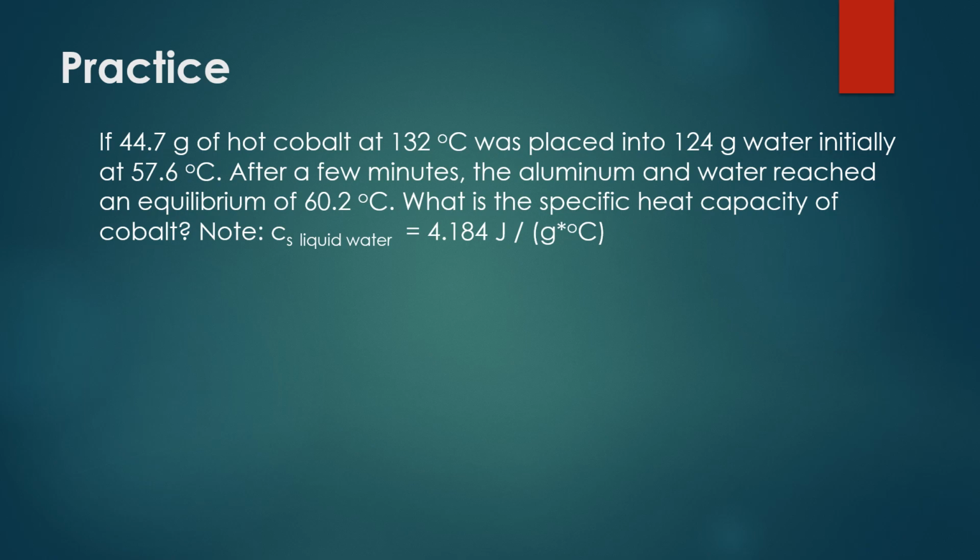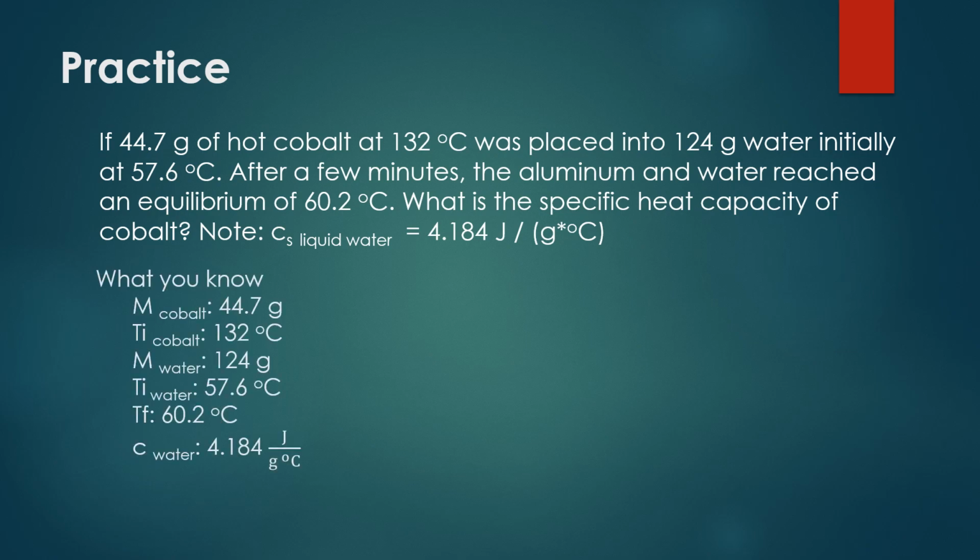So let's start by writing a list of our knowns. Since we have two different substances, we want to make sure to label our variables indicating what substance that variable belongs to. What I mean by that is, for instance, with the mass of the cobalt, we would just write M sub cobalt, indicating this is the mass of just the cobalt, 44.7 grams. We then have the initial temp of the cobalt, which was 132.